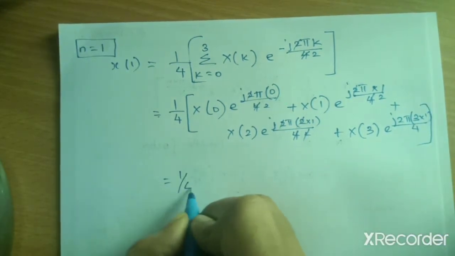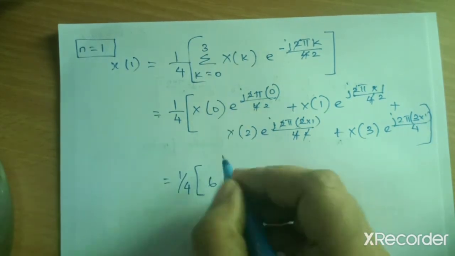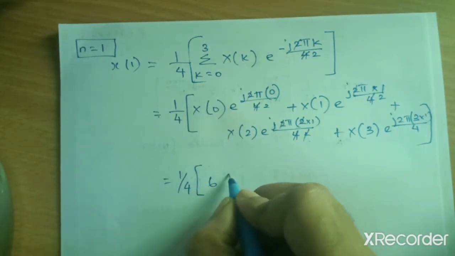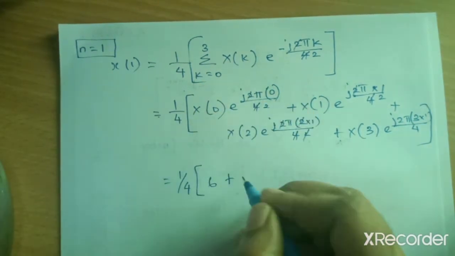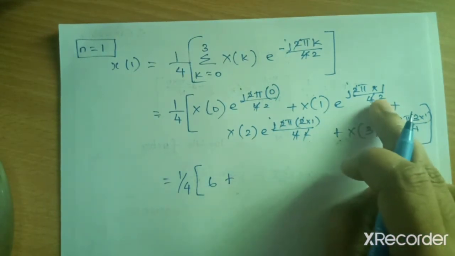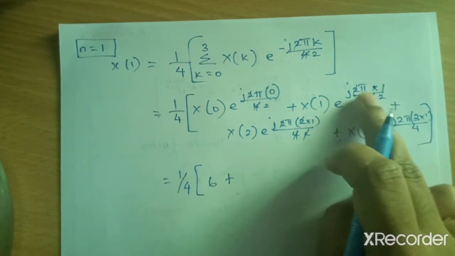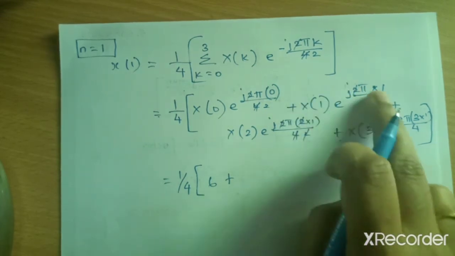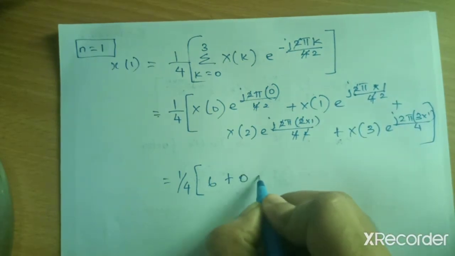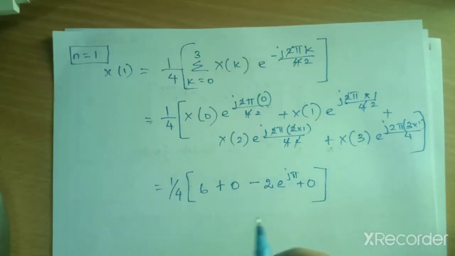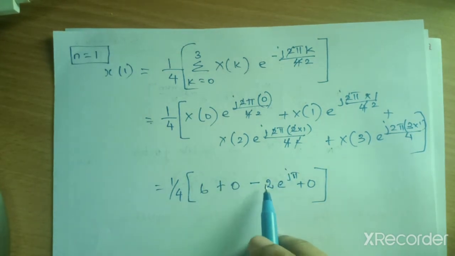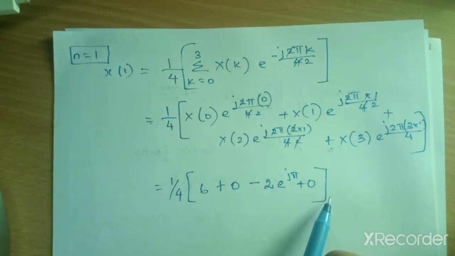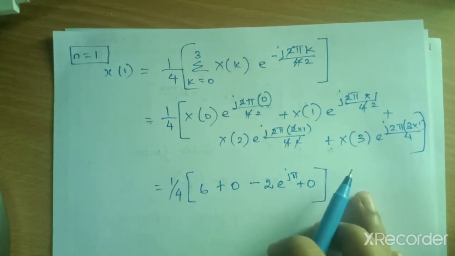So next you have to solve this. We can get x of 0. Here we have e power 0 will be 1. The value of x of 0 will be 6, which is given in the question. And x of 1 value will be 0, that is given in the question. The 0 will be multiplied by this value, so the whole term becomes 0. Minus, so value of x of 2 will be minus 2, into e power j pi. The value of x of 3 will be 0, so we put 0.